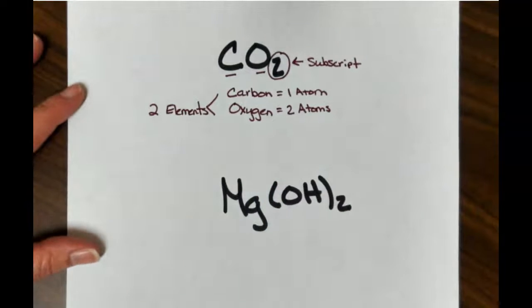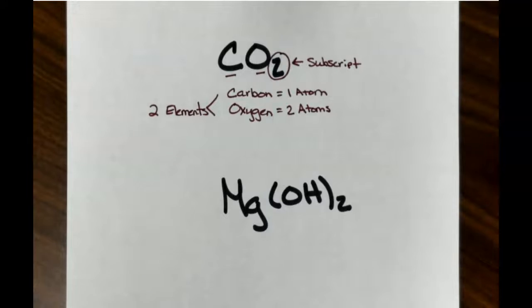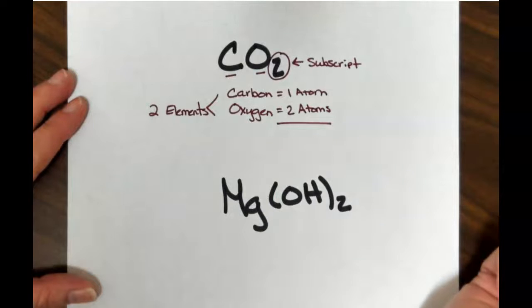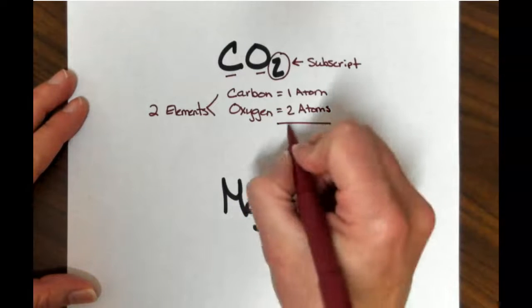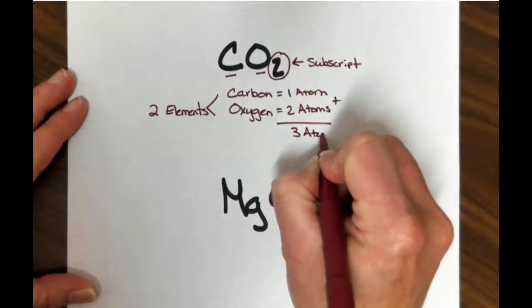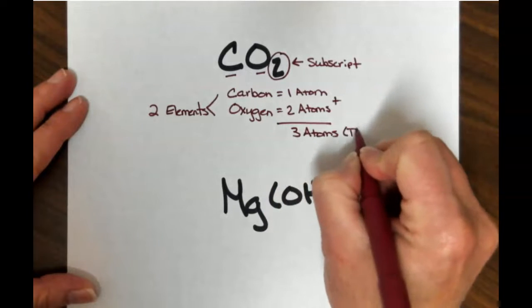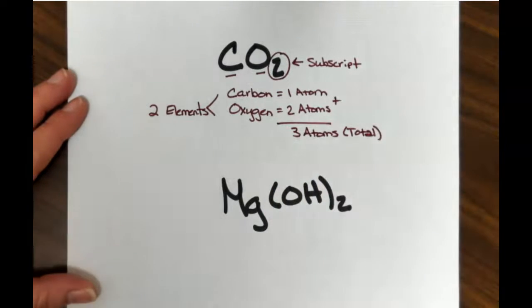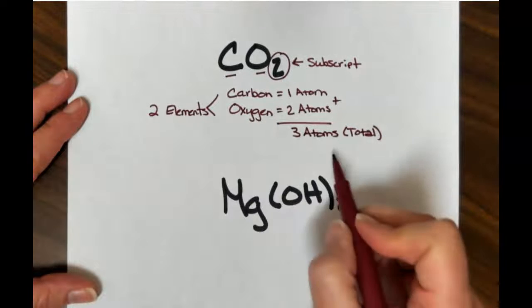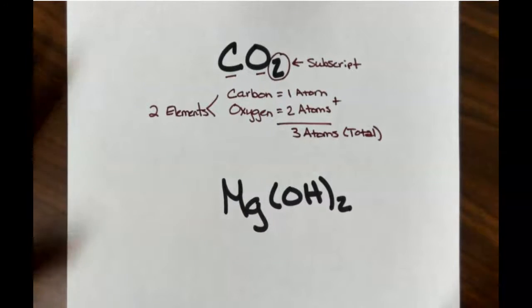So on this, I could ask you how many atoms of carbon? 1. How many atoms of oxygen? 2. Or I could say how many total atoms, and I would have to add them up. 2 plus 1 for 3 total atoms. So this would be my total. Okay. So in carbon dioxide, we have 2 elements and 3 total atoms.